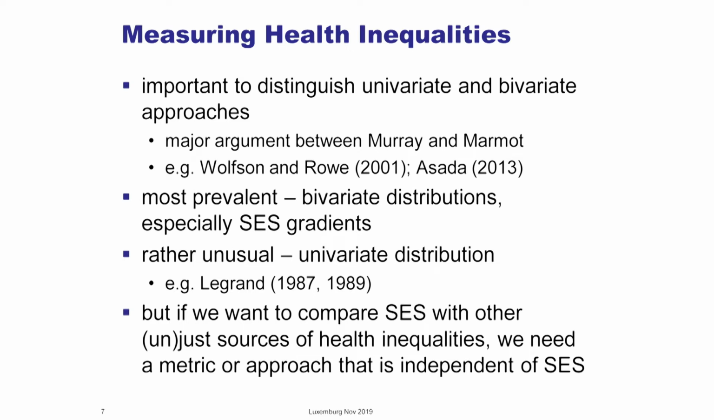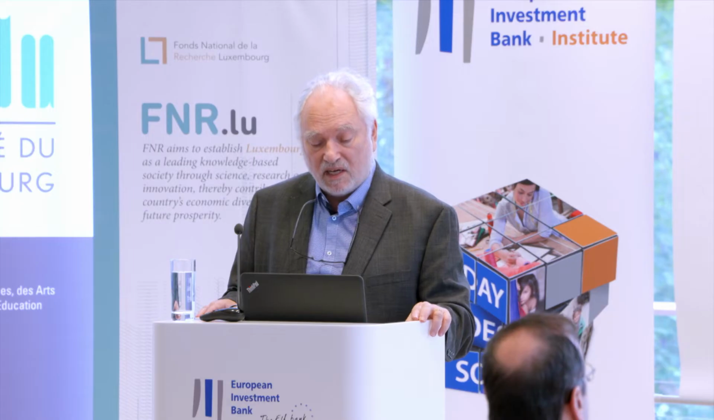So as I've already said, it's important to distinguish univariate and bivariate approaches. I had the opportunity to sit in a room with Chris Murray and Michael Marmot at one point at WHO, and they both had red faces. They were arguing so vehemently. Chris preferred the univariate approach, and Marmot, Whitehall study and all that stuff, said absolutely got to have a bivariate approach. I think most prevalent is the bivariate approach. And Julian Le Grand's stuff seems to be kind of a backwater, the univariate distribution.